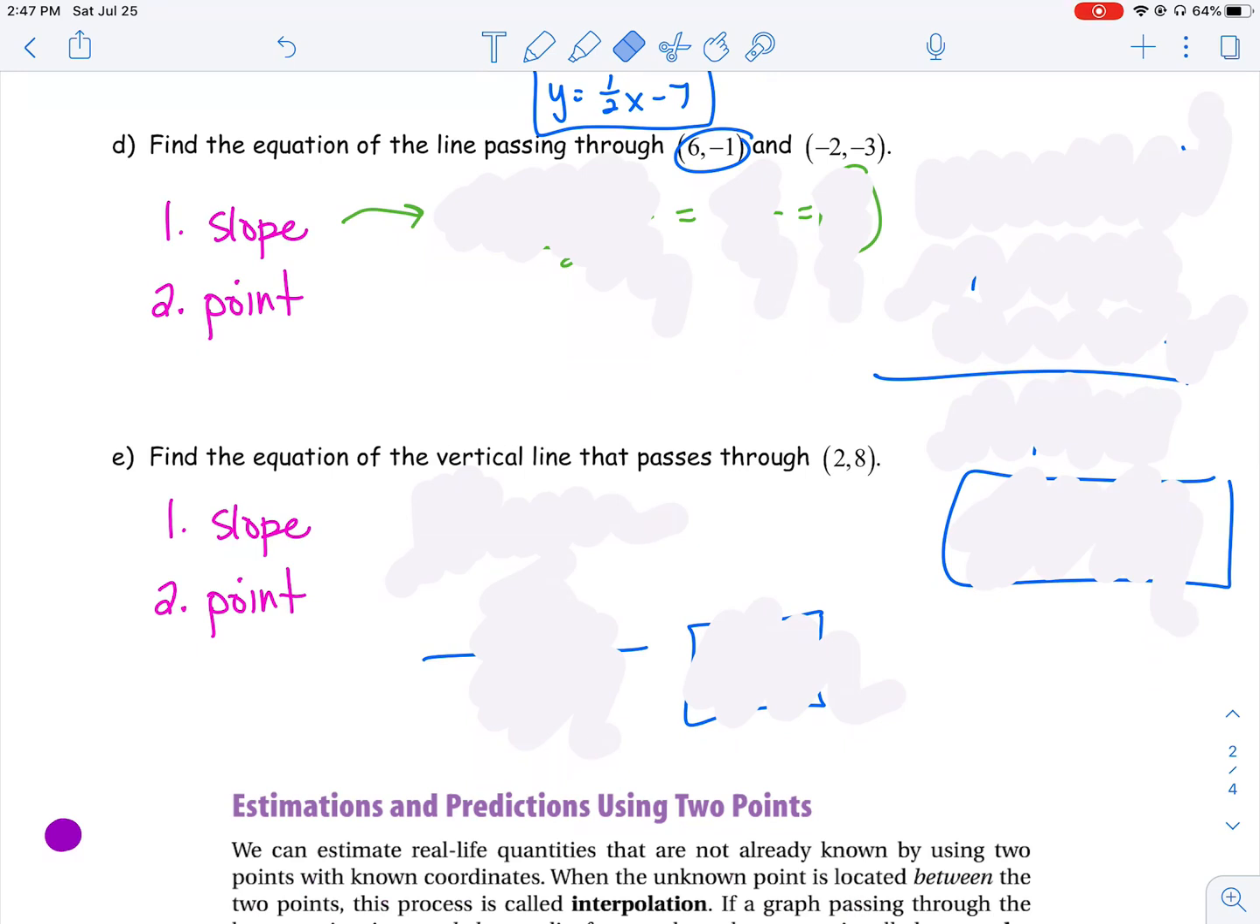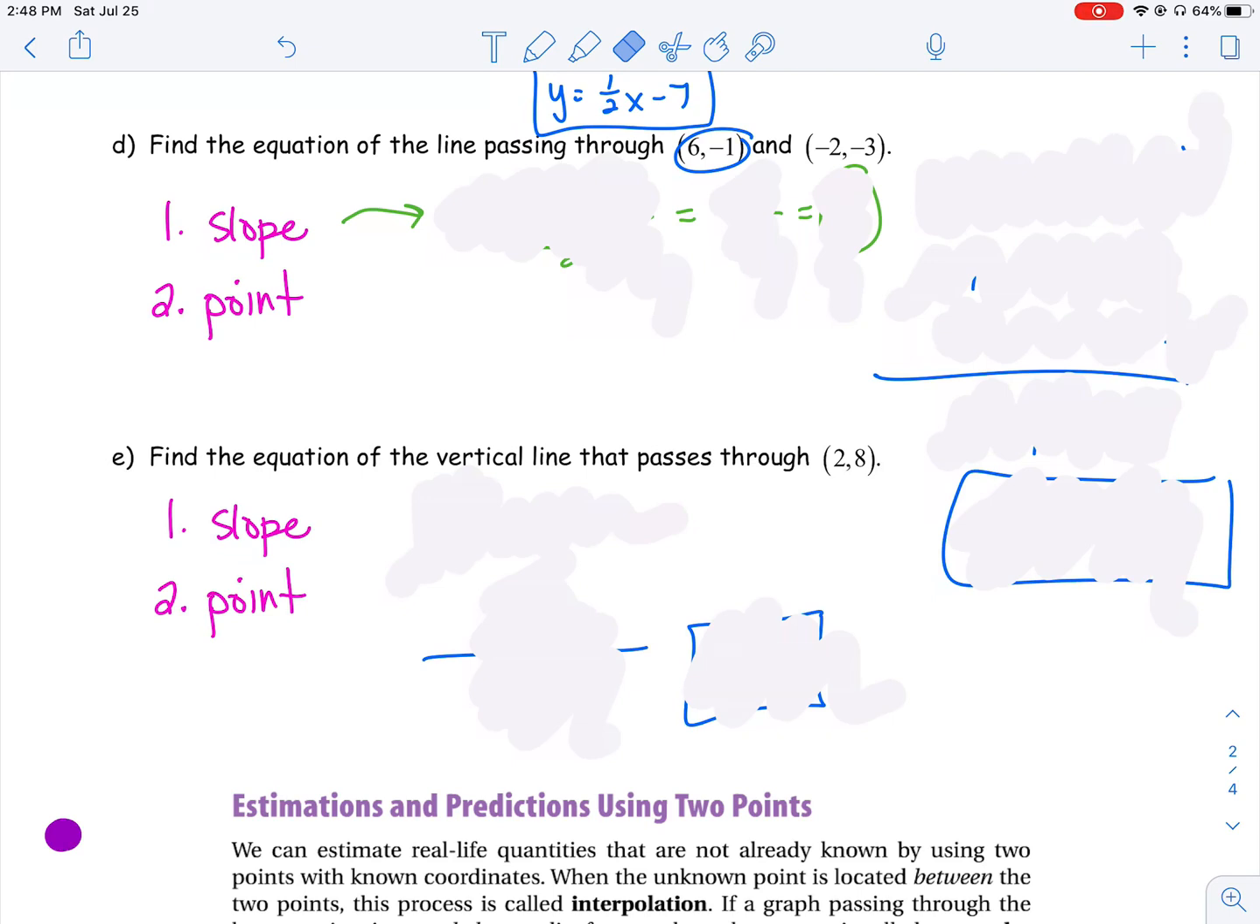D says find the equation of a line that passes through the point 6, -1 and the point -2, -3. Now remember, there's two things I need to write the equation of a line: a slope and a point. Well, they didn't give us a slope this time. They only gave us two points. But I have the second thing that I need. I have a point. I actually have two of them, right? But I am missing a slope this time. So how are we going to figure out what the slope is if all they give us is two points?